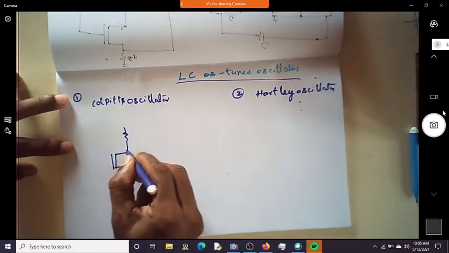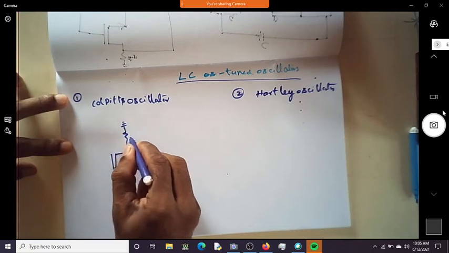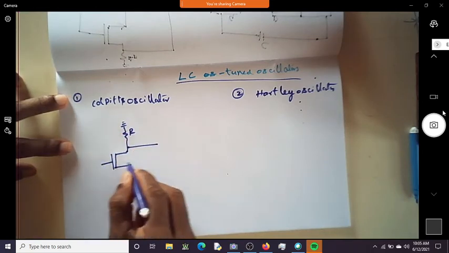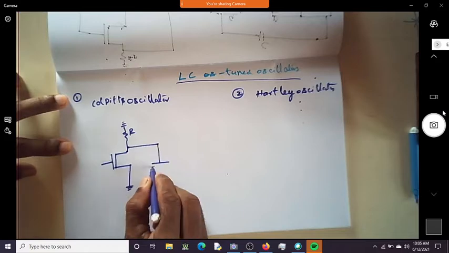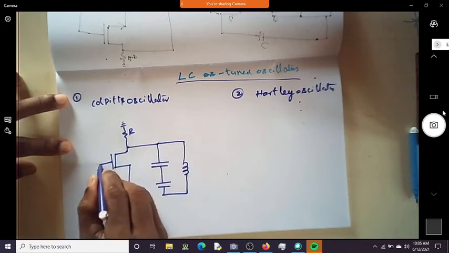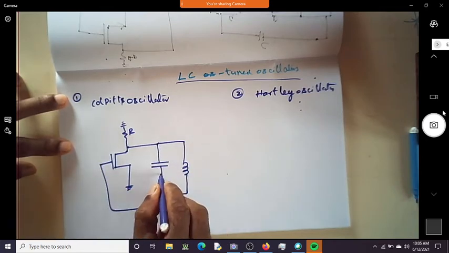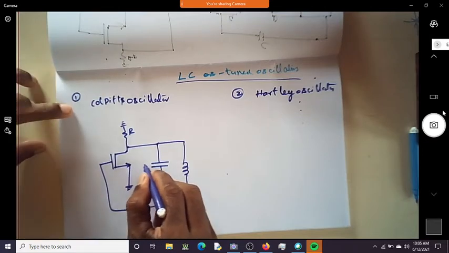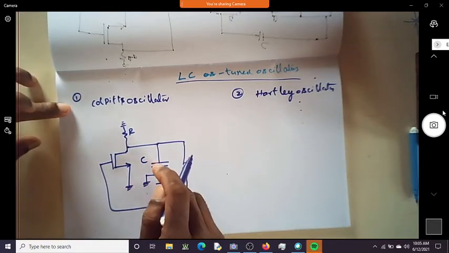Let me write the AC equivalent model. This is R. It is the same circuit as I wrote yesterday. So I can write this as C. This is connected to drain, so I can write it as CD. This is CG. This is the inductance.